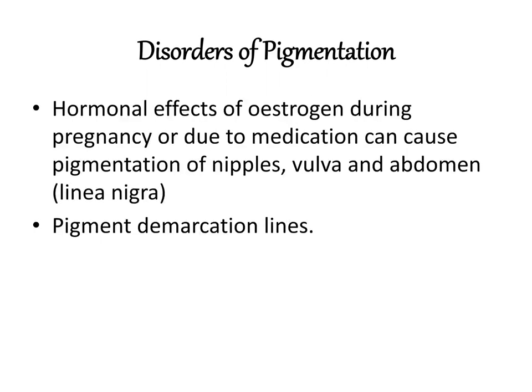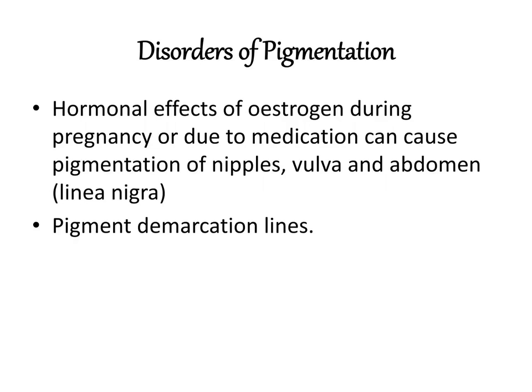When we consider physiological causes of pigmentation, sometimes friction, etc., can cause pigmentation. One common example is the hormonal effect of estrogen during pregnancy. During pregnancy, or sometimes with certain medications, there can be pigmentation over the nipples, vulva, and abdomen. On the abdomen, we call it linea nigra. Nigra is the dark color.